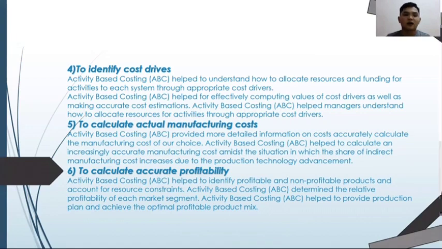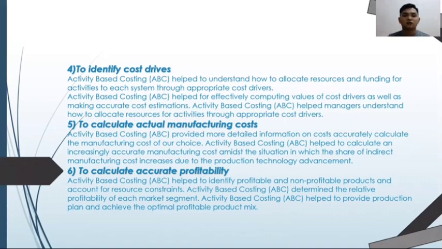Number 5 is to calculate actual manufacturing cost. ABC provides more detailed information on cost to accurately calculate the manufacturing cost. ABC also helps to calculate an increasingly accurate manufacturing cost amidst the situation in which the share of indirect manufacturing costs increases due to production technology advancement.